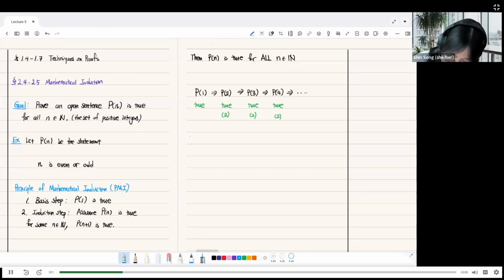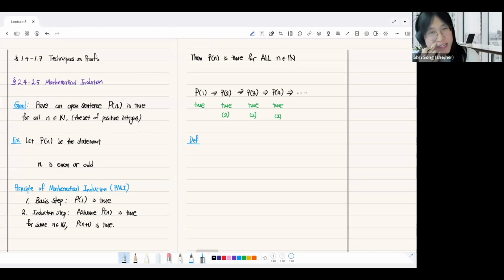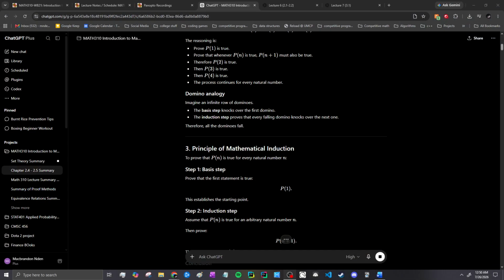This is my fault, but I think I never actually defined what even and odd numbers are. So let me do that really quick. A natural number n is even if n is 2 times some natural number.